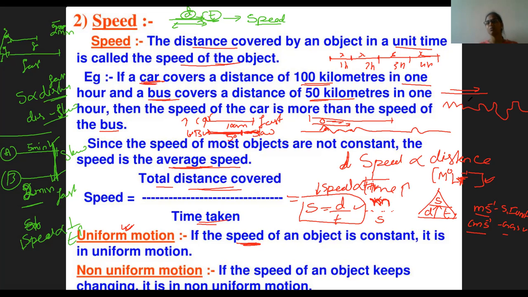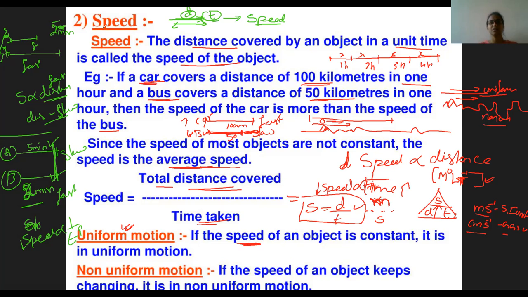In that condition, we cannot go with a constant speed always. Sometimes we need to put the brakes, again increase, again put the brake like that. So in that condition, we can write it as non-uniform. In a straight line motion means we can take it as uniform. Okay, uniform speed, uniform motion and non-uniform motion.